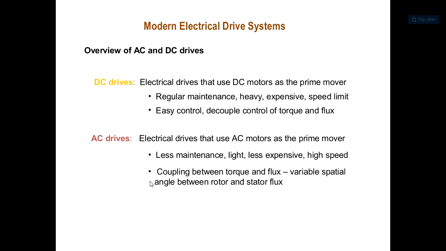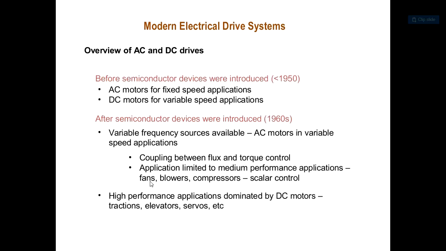So what is the drawback of DC drives? Regular maintenance is required, they are heavy, expensive, and have a speed limit. Easy control, decoupled control of torque and flux is very easy. What is the case of AC motors or AC drives? Less maintenance is required, because in DC motors, you all might be knowing there are carbon brushes, and they are heavy, and we need regular maintenance of DC motors. Whereas in AC drives, less maintenance is there, they are very light in weight, less expensive, and high speed is achieved with AC drives. But the coupling issue is always there in AC motors.